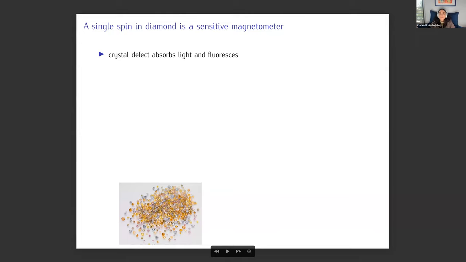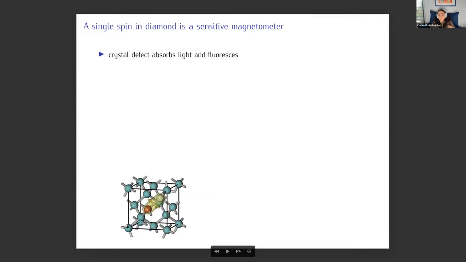Okay, this again, diamond has a lot of crystalline defects, like all solids. Diamonds have very special crystalline defects that are called color centers. They're called color centers because they absorb light, get excited, and then they get de-excited by emitting light, which is called fluorescence. And color centers are the crystalline defects responsible for the colors of those nice diamonds that you see there at the bottom of the slide.